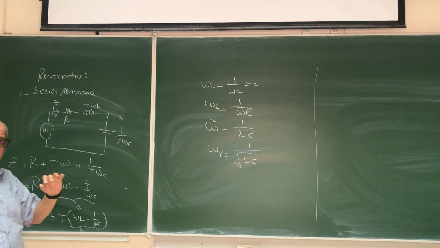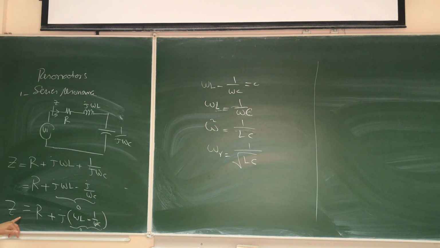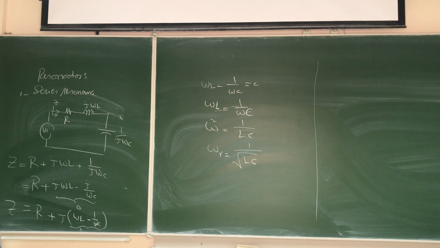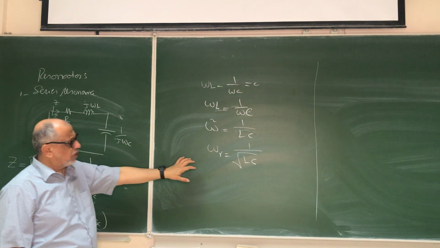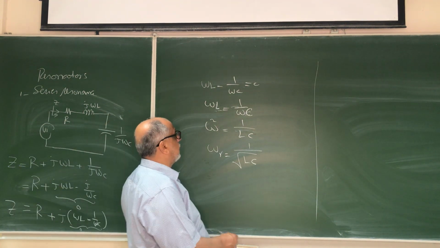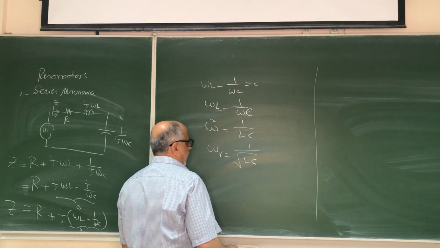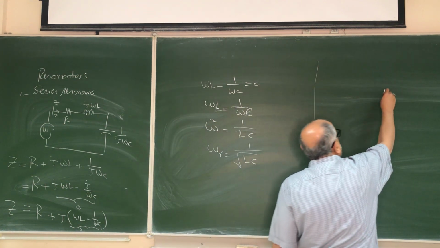At resonance, the angle of Z or Y should be 0, or the voltage and current should be in phase. That's number 2. The third, the current is maximum, meaning the reactances cancel each other, and we have maximum current in this. So the first thing we have to find is omega R, which is the resonance frequency. Now, other terms we have to find.